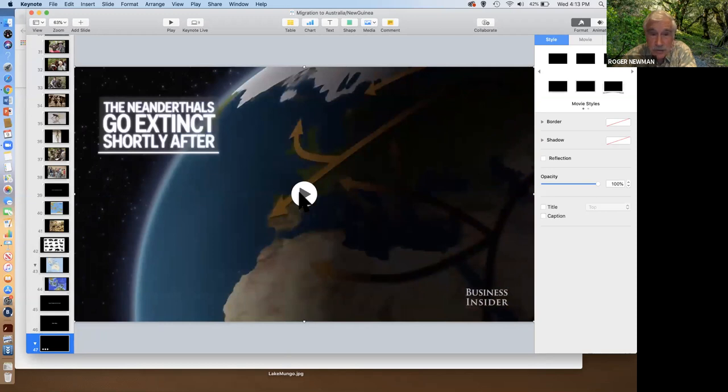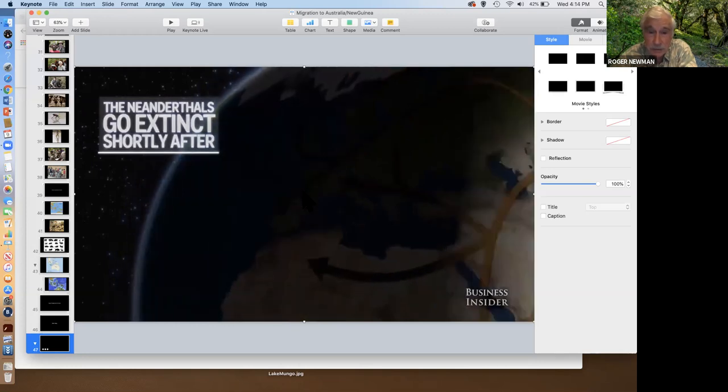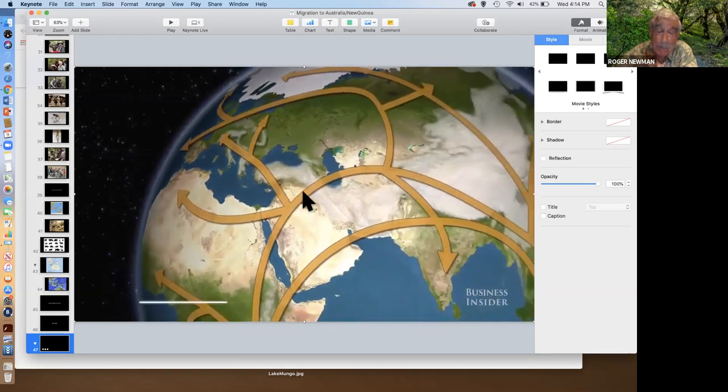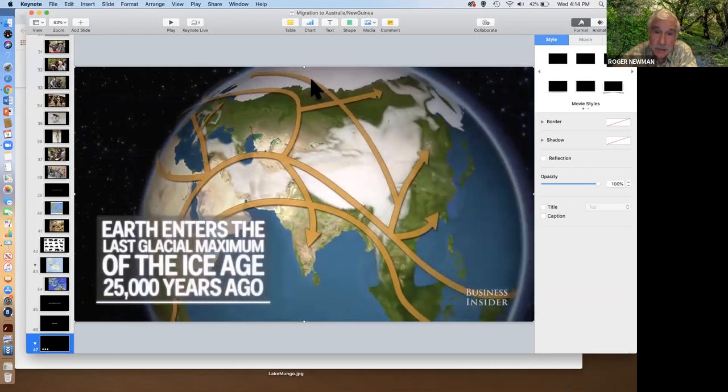So Neanderthals go extinct. Now, the Neanderthals did live in Europe before the Europeans got there. The Sapiens took over, and whether there was much fighting doesn't seem to be. It seems to be that the Sapiens just were more adaptive and took over the habitat. Here you can see the ice coming down.